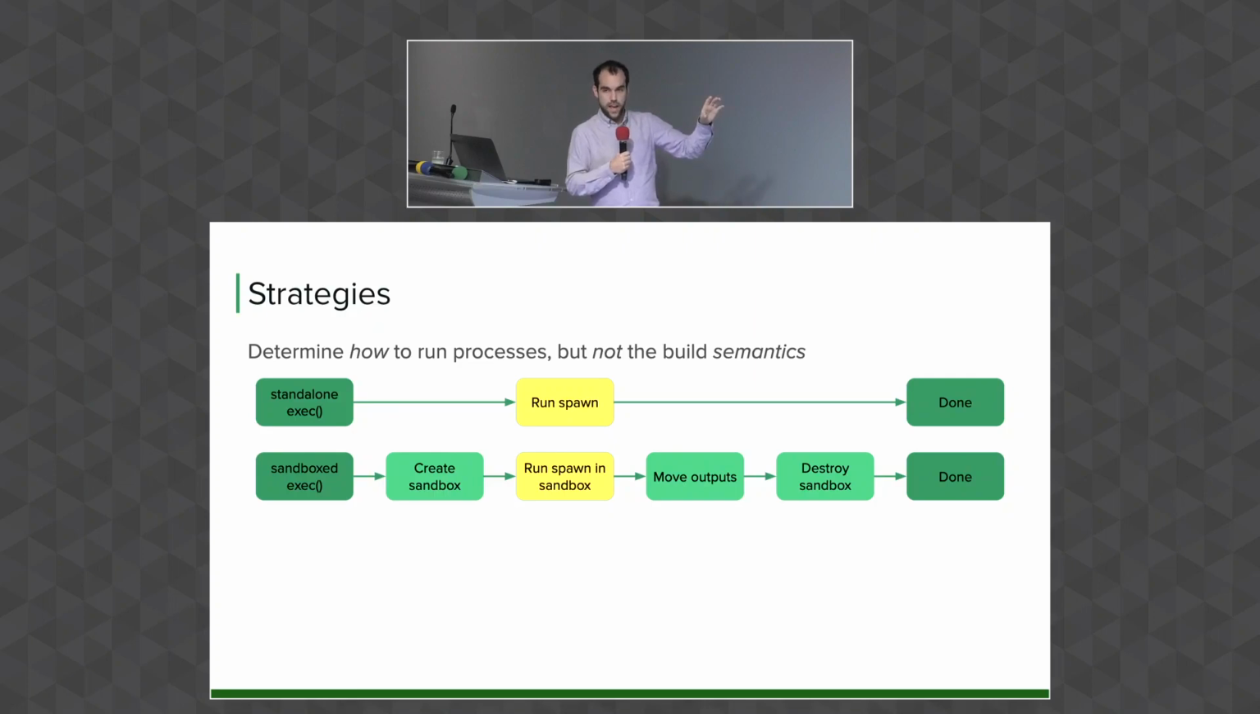We have to first, for every action or command that we run, create a sandbox, which involves possibly copying files or creating a ton of symlinks, preparing the environment. Then we execute the spawn inside that sandbox. When we are done, because this sandbox is a separate directory, the outputs were not written where they were supposed to be. They are written in the sandbox. So we need to move them in place. And when that's done, we can finally destroy the sandbox and call the day.